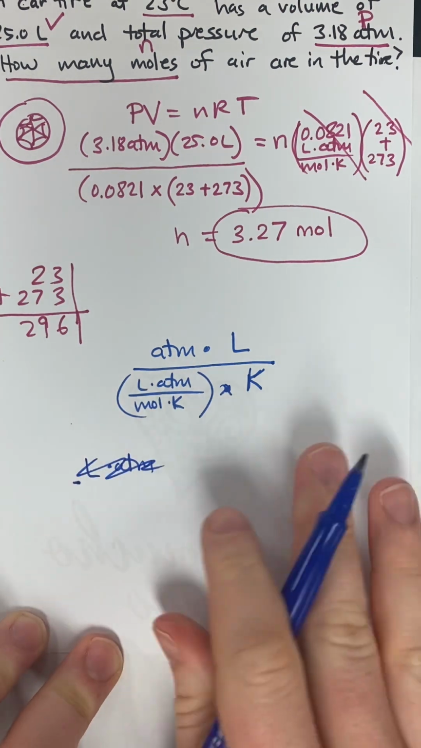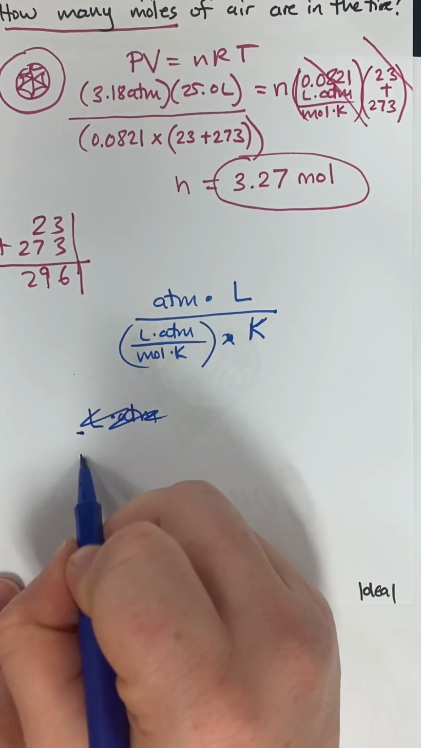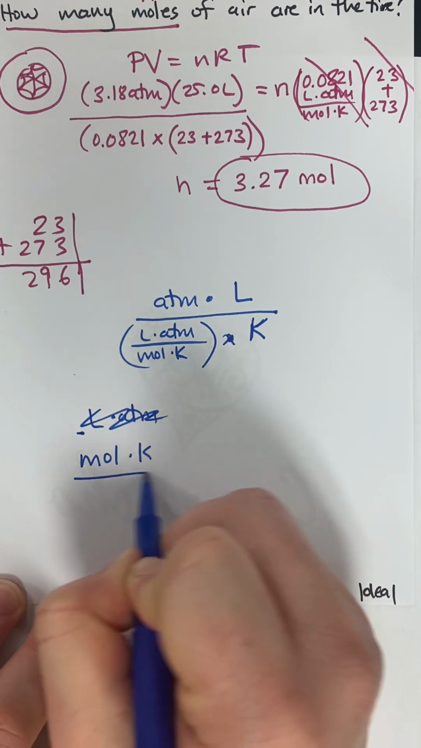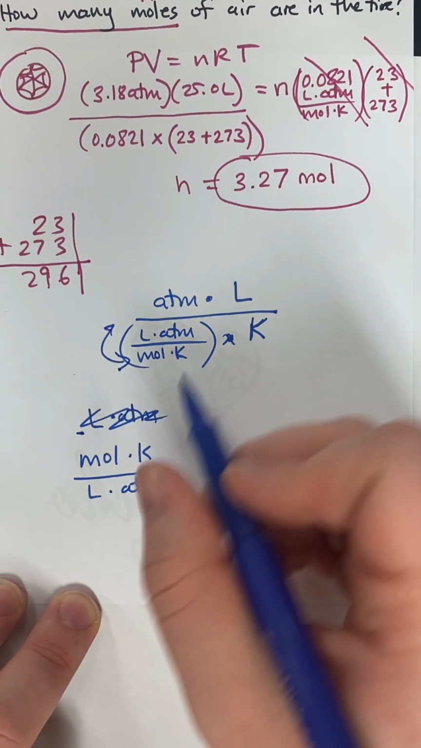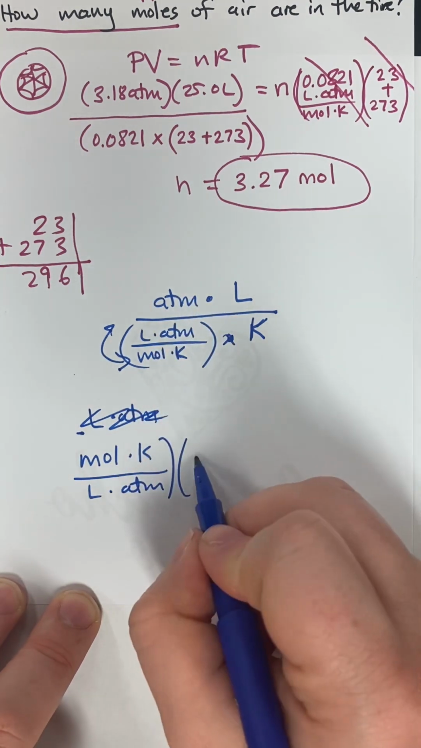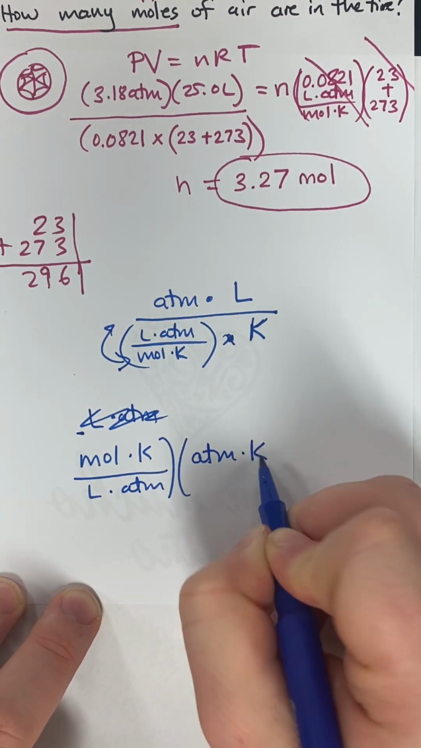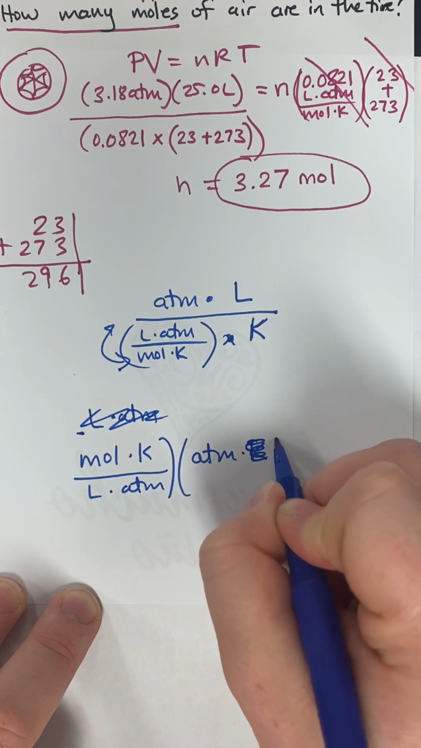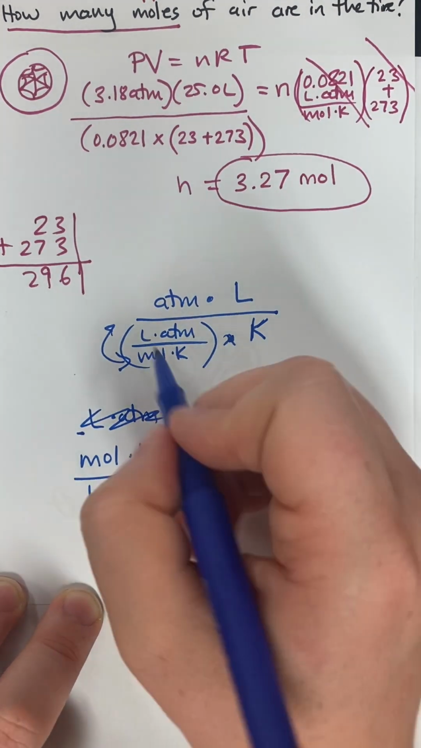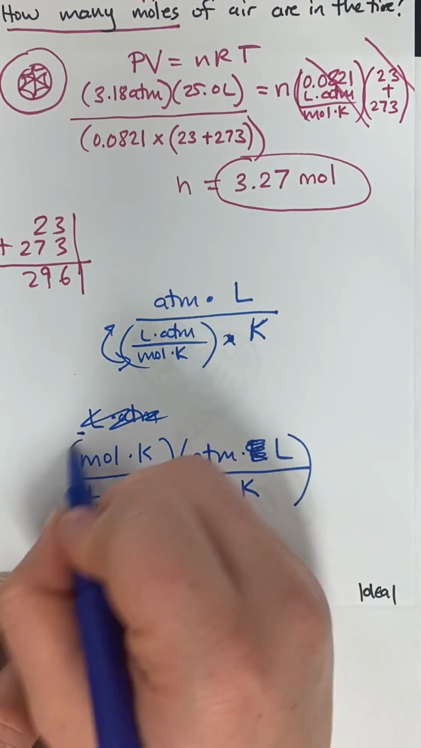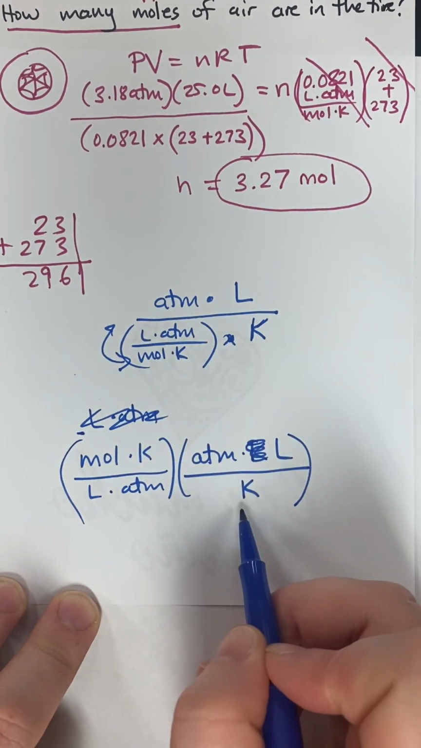No, I did that backwards, sorry. This flips. So you have moles times Kelvin over liters atmospheres. This flipped around, and then that gets multiplied by the top. Atmospheres times, I'm sorry, I cannot talk and write. I'm messing it up. Over Kelvin. Okay, so I flipped this one around and multiplied it by this, atmospheres, liters over Kelvin.